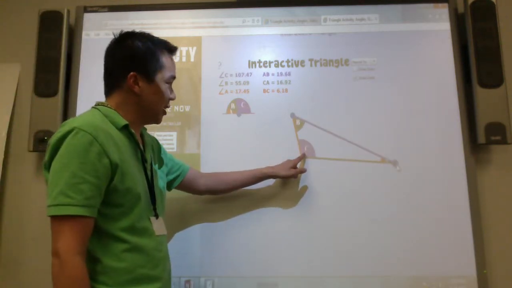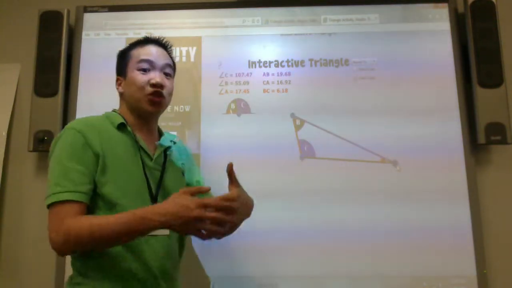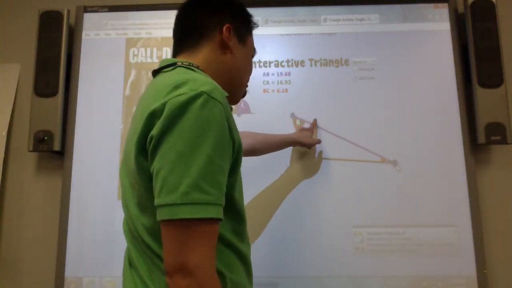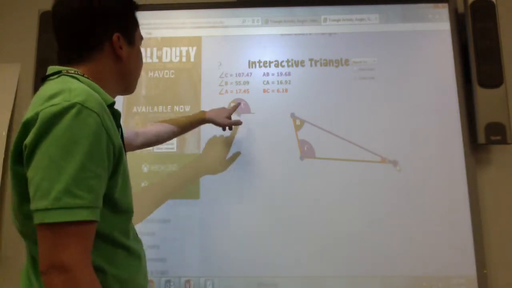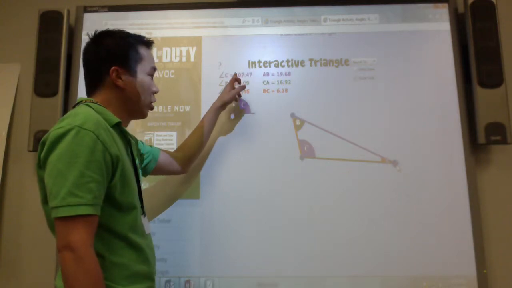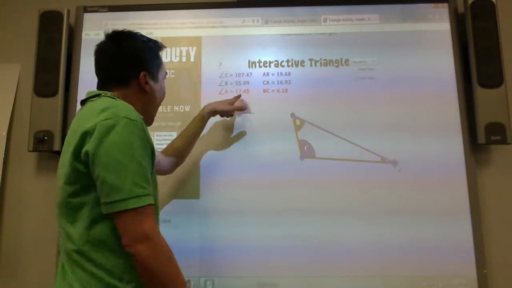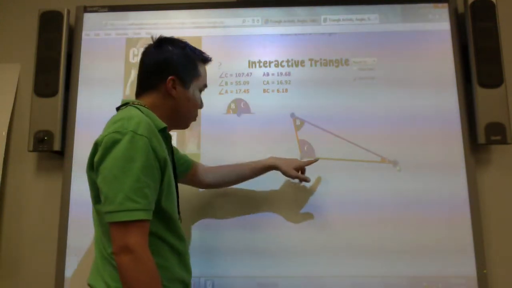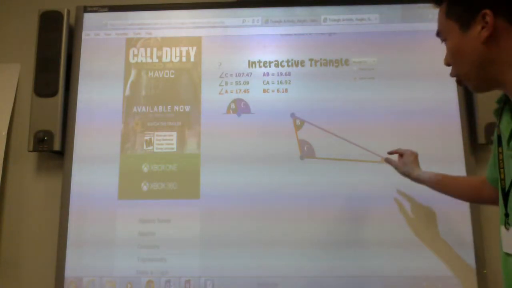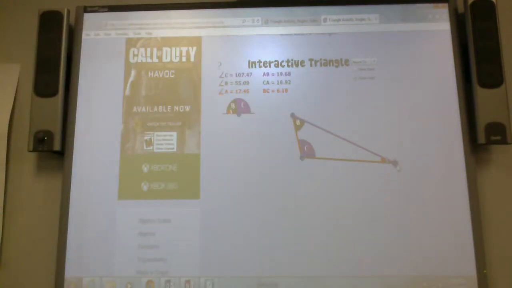Here's angle C. Here's the opposite side of it. As you can tell, angle C is extremely wide. So the opposite side is also really, really wide. Angle C is the widest angle with the largest measure, so the opposite side is the largest side. Angle A, which is this one right here, is the smallest, most narrow angle. It has the smallest side. Let's do another investigation.